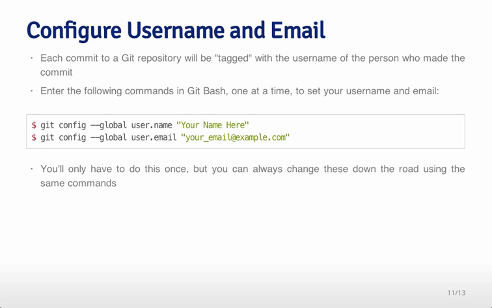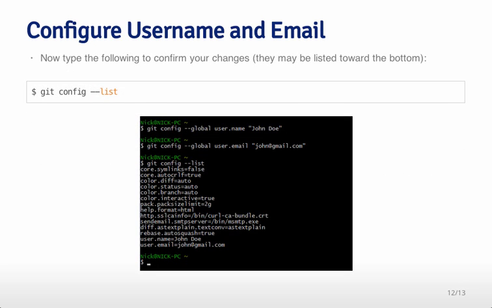You only have to do this once when the system opens up, but you can always change it down the road using the same commands if you want to change, say, your username or the email that's associated with the Git account. Now type the following to confirm your changes. You just type git config --list like you see here. And you should be able to see your username and your email and all of that.